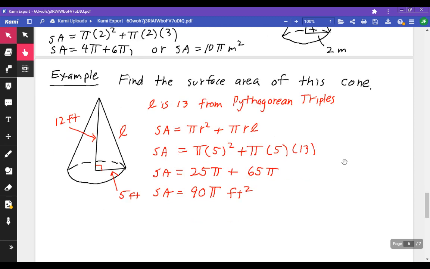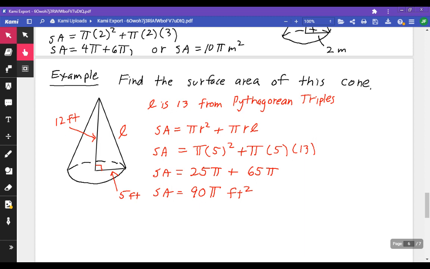Okay, let's do another cone. Look at this one. It says find the surface area of this cone. So if you look at that, you've got a right triangle sitting inside the cone, where one leg of that right triangle is the height of the cone. It's 12 feet.